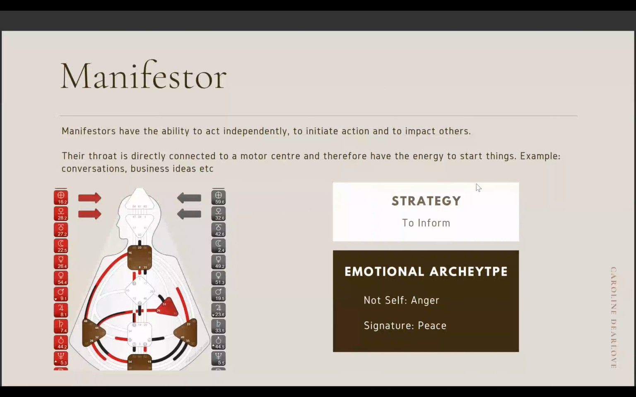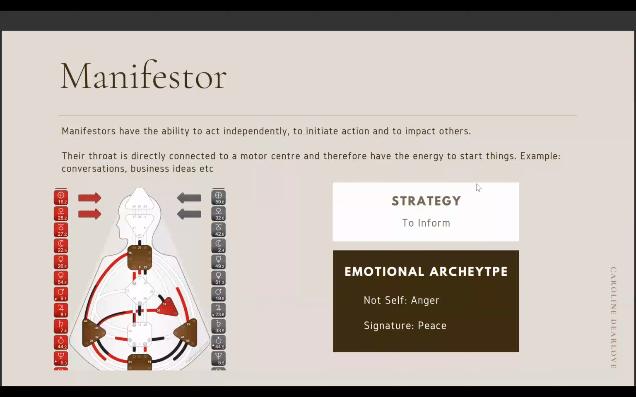A manifestor. So manifestors have the ability to act independently, to initiate action, and to impact others. Their throat is directly connected to a motor center. So because of that, they really can manifest. They can really put out anything, that energy that's going to start things, whether it's conversations, business ideas, absolutely anything. And they have a very quick, speedy way of being.